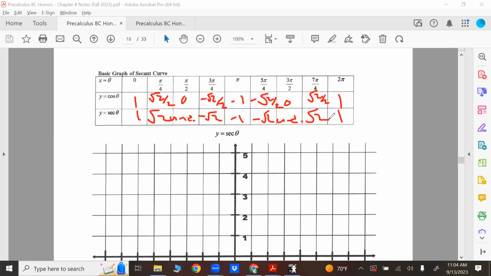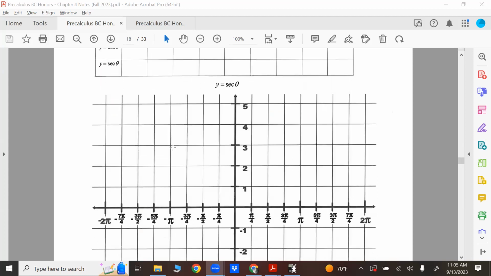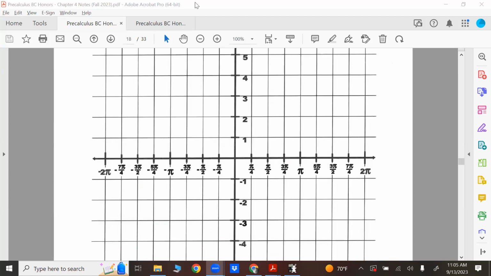Okay. Does that make sense, the table? Okay, I'll give you guys a moment to copy that down, then we'll do the graph. Good? Cool. All right, let's move on. Let's do the graph now. Again, we'll do cosine in green so it stands out. And we'll use pink. Secant will be in pink.